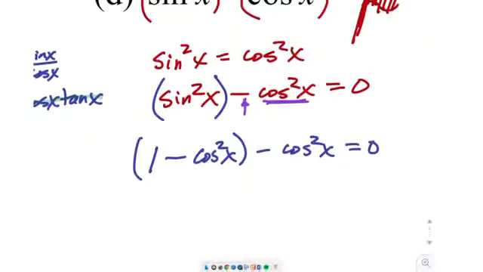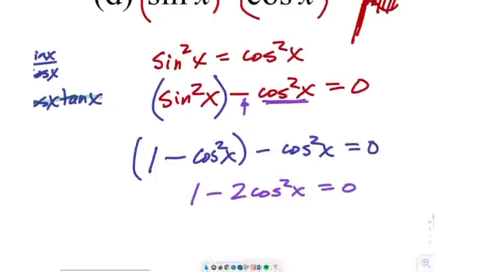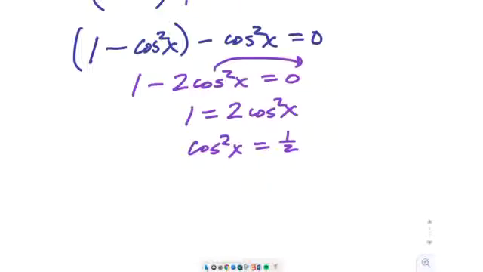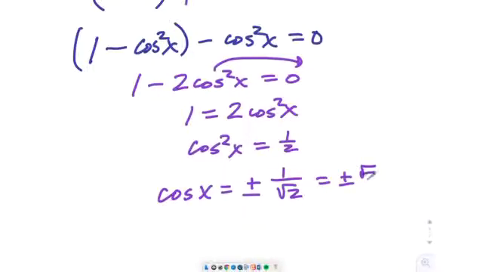So now I get what? 1 minus 2 cosine squared. I get like terms. And now because I'm down to a single variable term, now it's time to isolate it. So bring this across, and you get 1 equals 2 cosine squared. Divide through, and you get cosine squared is equal to 1/2. And now we'll take plus or minus. So when we take the square root, cosine of x equals plus or minus 1 over the square root of 2, which is equal to, of course, the square root of 2 over 2.